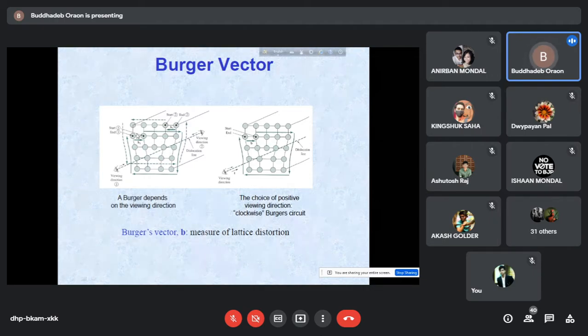We will try to form a closed loop here, including that particular dislocation line. Just see the tip of the arrow, the cursor. This is the starting point, and we will try to form a loop. Let us say we are forming a closed clockwise loop. So what we are doing, we are going towards the right, up to this point.